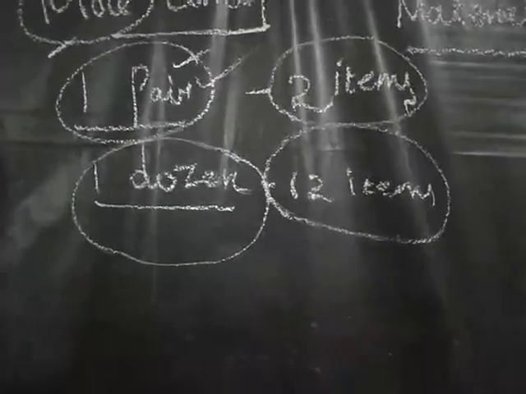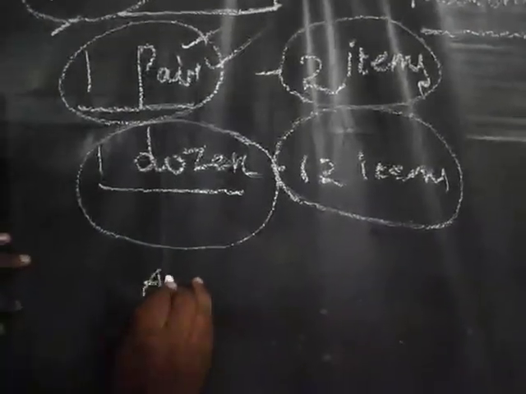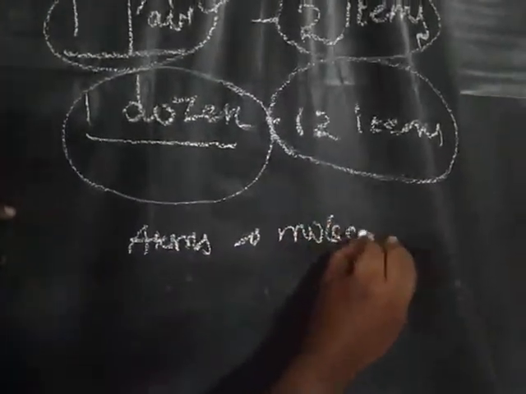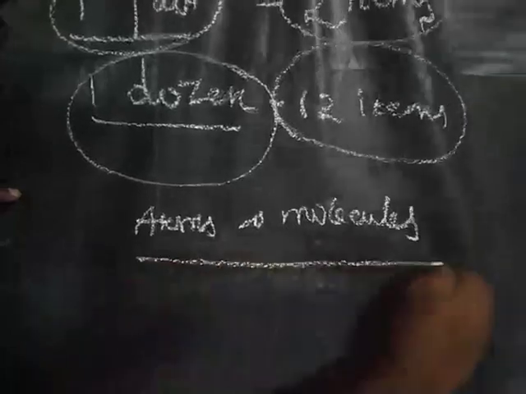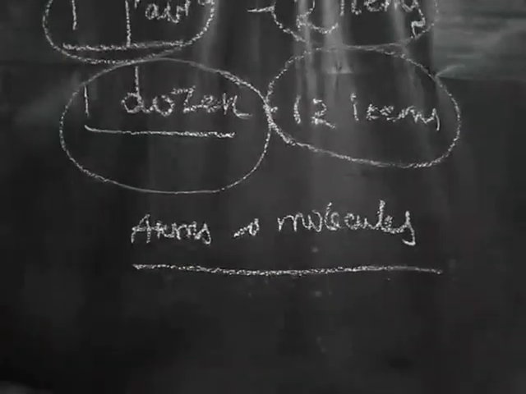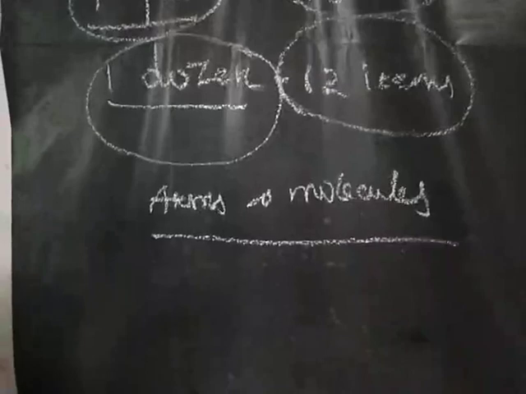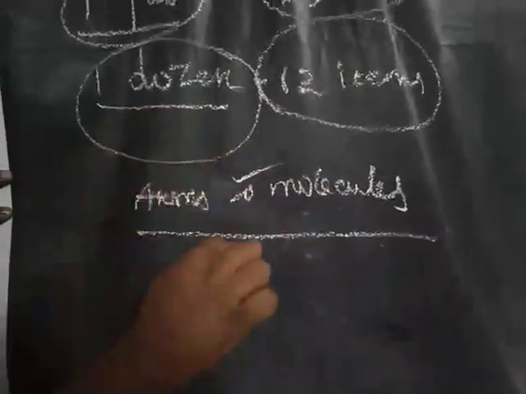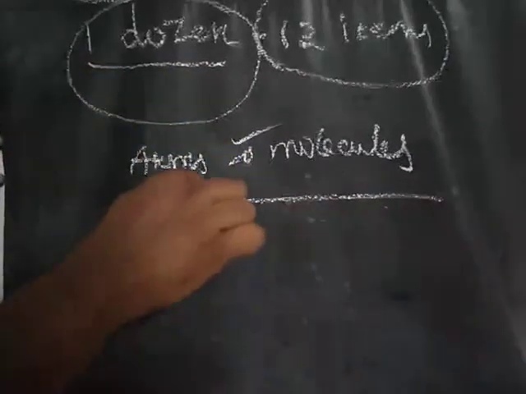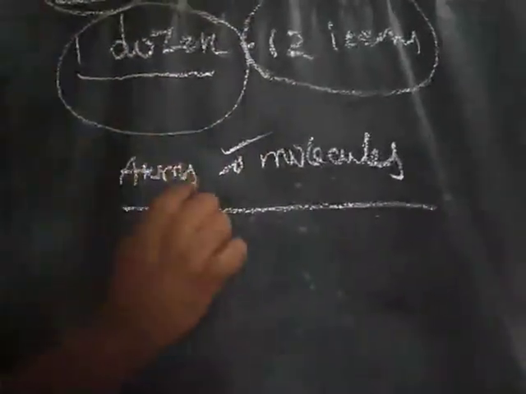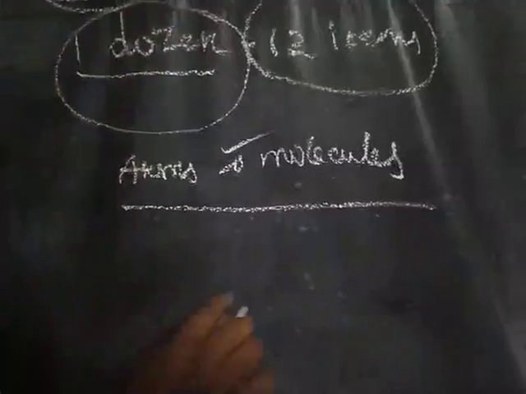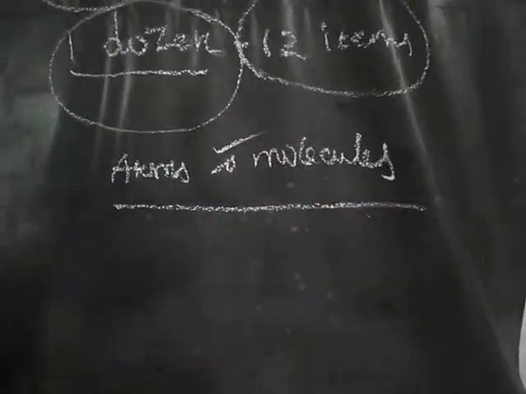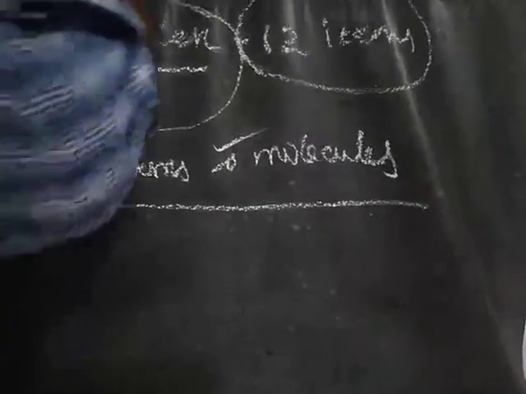In the same way, if we want to measure atoms and molecules, we already know that atoms and molecules are very small, so we cannot use ordinary devices to measure them. Ordinary devices means the devices available in our day-to-day life. Those devices are not suitable to measure atoms and molecules, so we have to bring in one new concept. The concept is called mole.